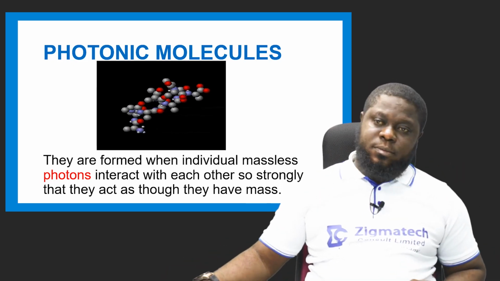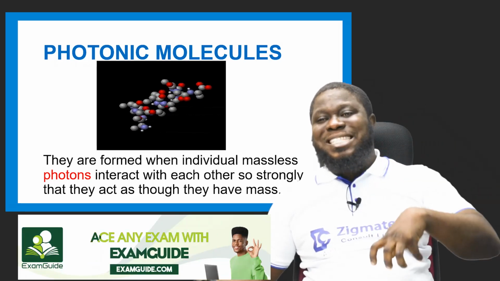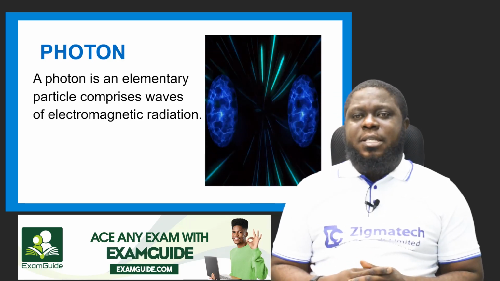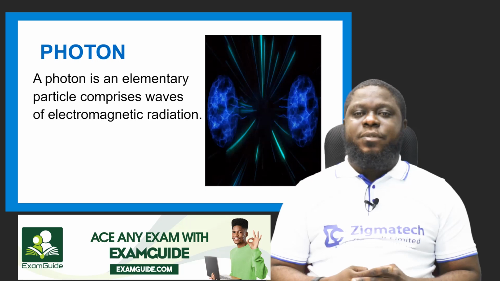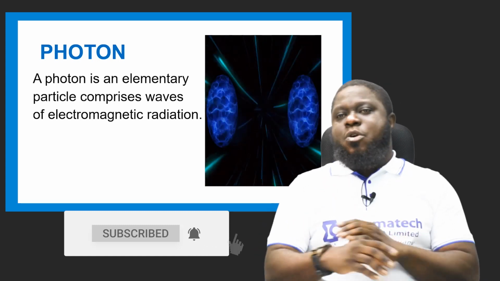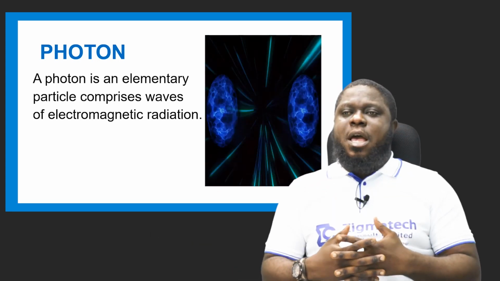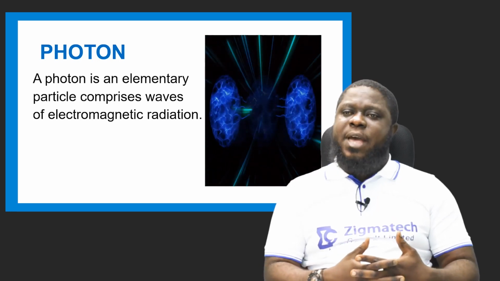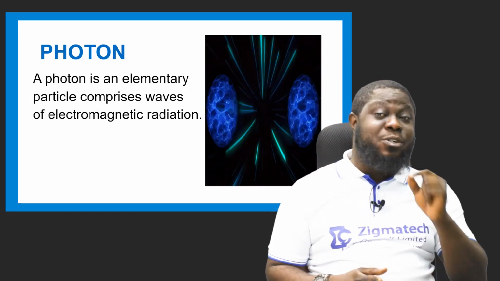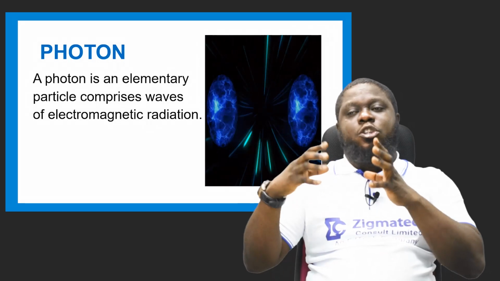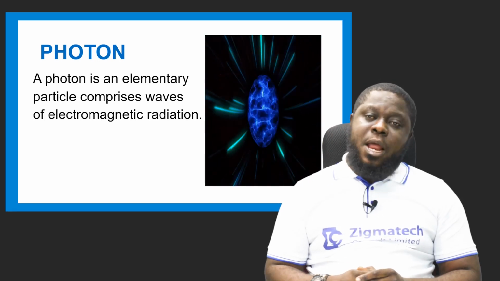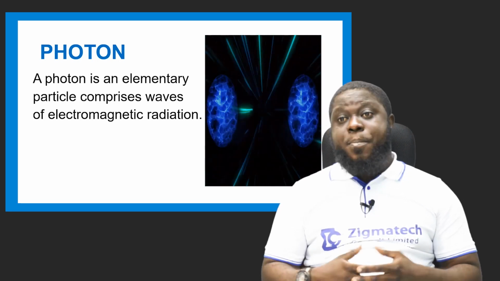Now, what is a photon? Let's know the things that are interacting as though they have mass. Now, a photon is an elementary particle, comprises waves of electromagnetic radiation. I told you that radiation is the emission or transmission of energy in form of wave or other particles through a material medium. Now, they say the photon is an elementary particle comprises of waves. In essence, those other particles can be a photon of electromagnetic radiation. It comprises of waves.